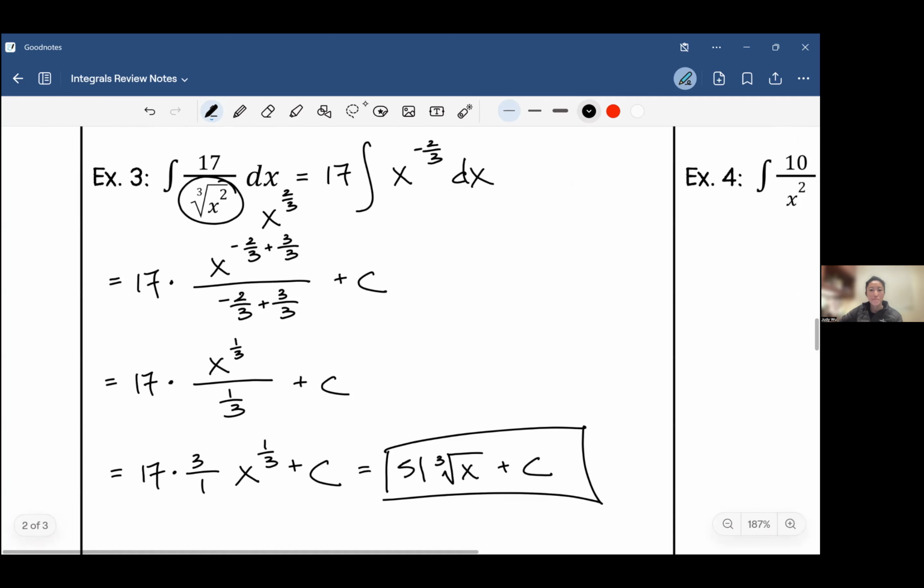Okay. Now I think this ability to go from x to the 1/3 to the cube root of x is going to be really important because, I mean, the reality is we are an online class. And so when you're looking at other online resources, I want you to make sure you're like, okay, I thought the answer was x to the 1/3. Why are they giving the cube root of x? I just want us to know where that comes from. Okay.